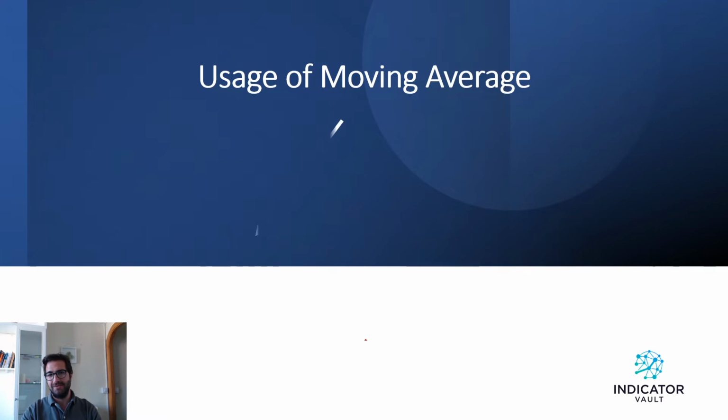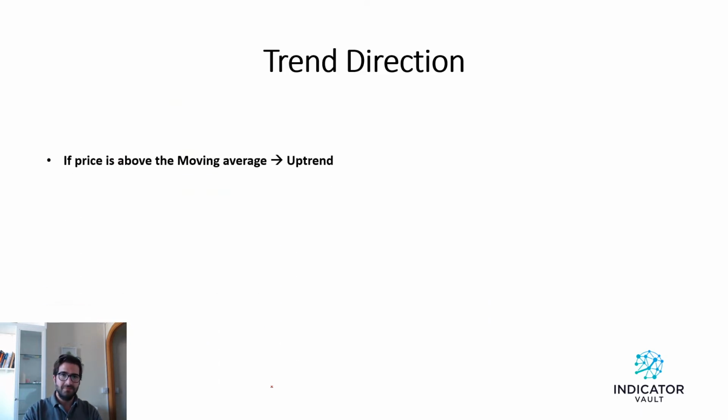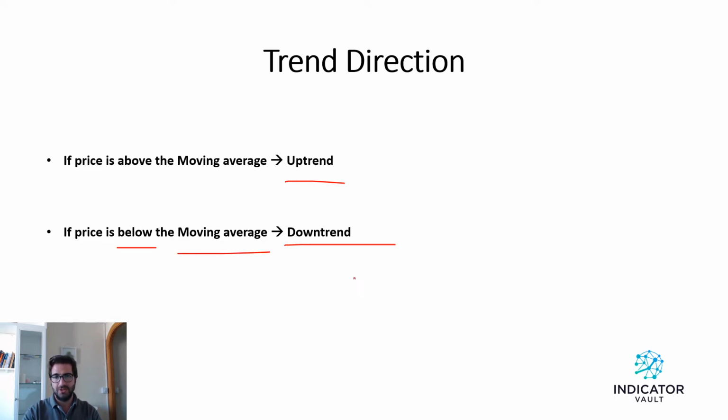Usage of moving average. There are two ways, either to detect the trend direction or dynamic support. We will not focus on this. We will focus today on trend direction. So we use moving average to know how the trend will continue. If the price is above the moving average, then most probably the market will go to the upside. As simple as this. However, if the market is below the moving average, the market will continue to the downside.